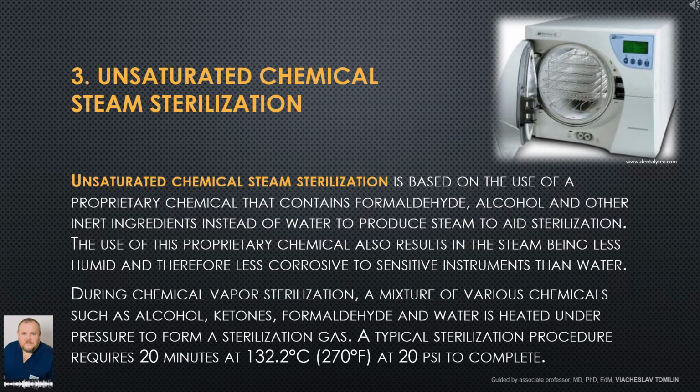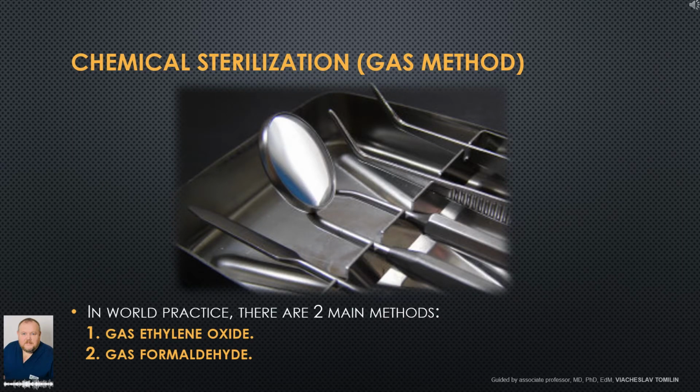3. Unsaturated chemical steam sterilization is based on the use of a proprietary chemical that contains formaldehyde, alcohol and other inert ingredients instead of water to produce steam to aid sterilization. The use of this proprietary chemical also results in the steam being less humid and therefore less corrosive to sensitive instruments than water. During chemical vapor sterilization, a mixture of various chemicals such as alcohol, ketones, formaldehyde and water is heated under pressure to form a sterilization gas. A typical sterilization procedure requires 20 minutes at 132.2 degrees Celsius, 270 degrees Fahrenheit, at 20 pounds per square inch to complete. Chemical sterilization. Gas method.